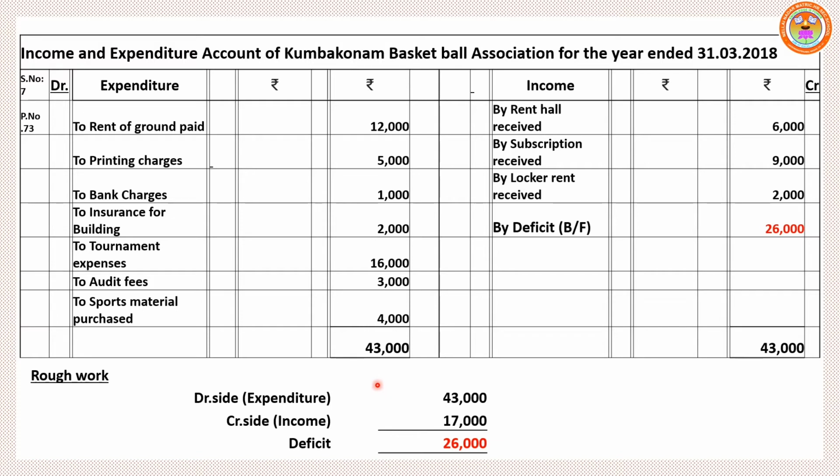The sum: the expenditure side, the debit side, is more than the credit side. So it is unfavorable. So take the 43,000 debit side total, the credit side 17,000, then 26,000 will be written as deficit on the credit side, 26,000, the difference between expenditure and income.